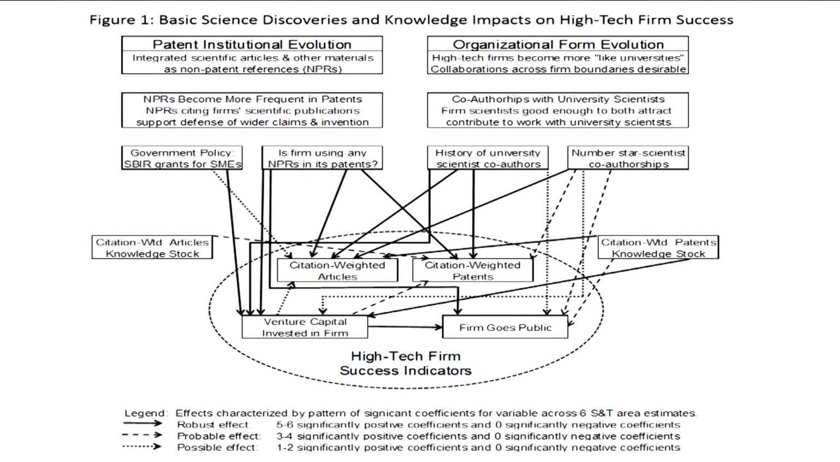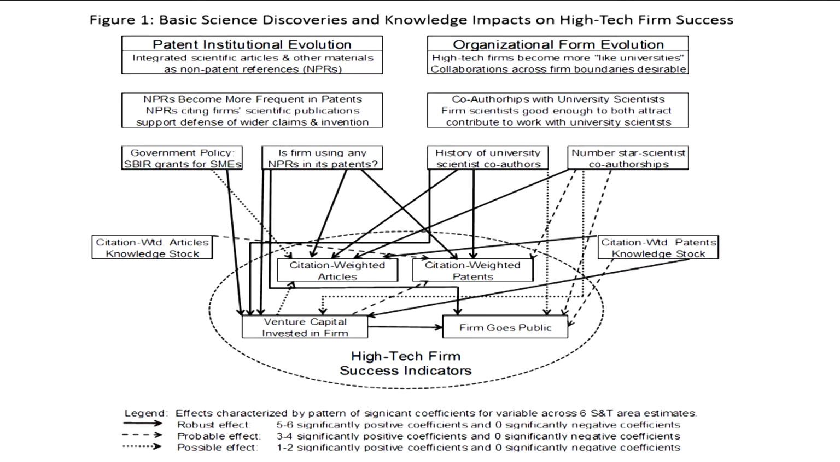So if we look at the results, the solid lines refer to robust effects that our variables had, and you can see we're looking at government policy, so we're looking at SBIR grants. We're looking at, is a firm using any non-patent references in its patents? The history of university scientist co-authors with the firm, and the number of star scientist co-authorships. So this is all scientists from university, all scientists from firms that are working together, not just stars. And the star co-authorship starts with the university, or wherever the star is, the university or the firm, and then follows those collaborations. And articles and patents.